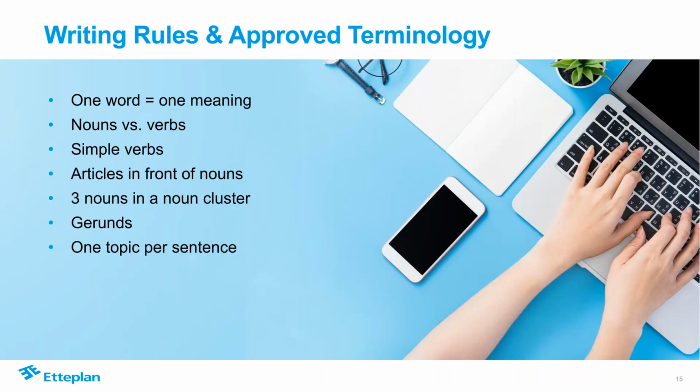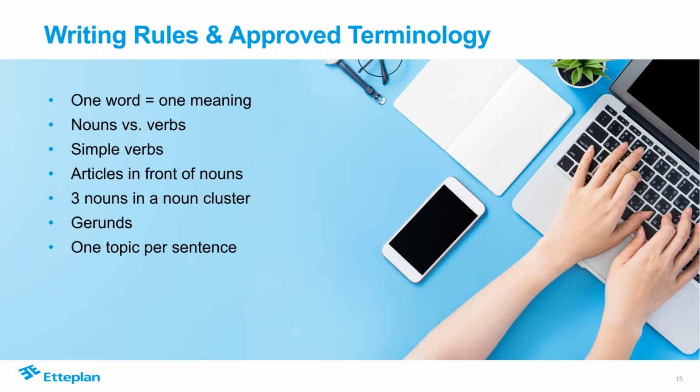Some of the writing rules, then. It's about writing rules, and it's also about the use of words, the use of approved terminology. And the key aspect, I would say, of controlled language is that one word can only have one meaning. So if we're going to call it one thing, that means that you're going to have to be consistent.